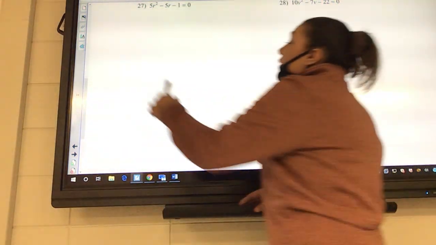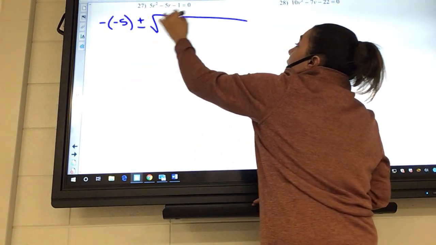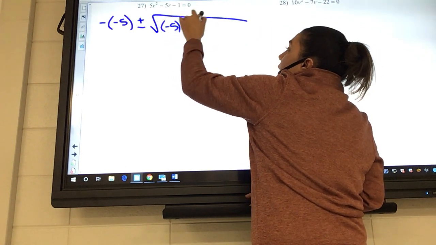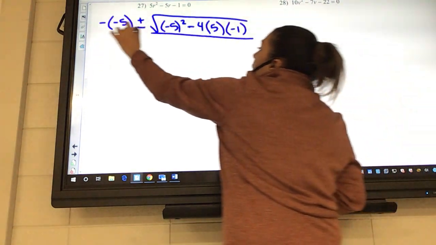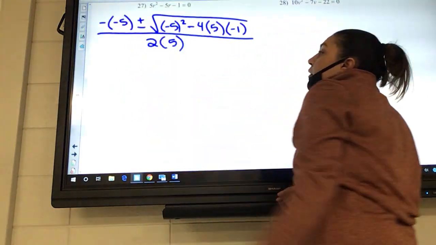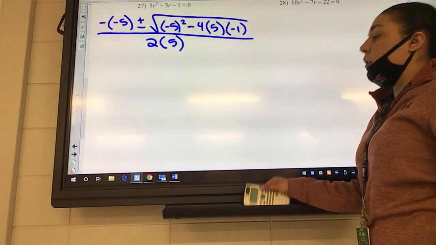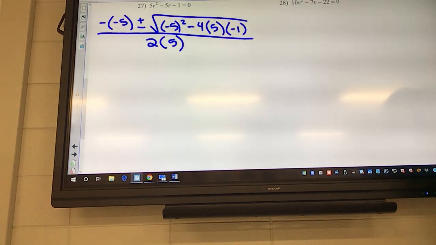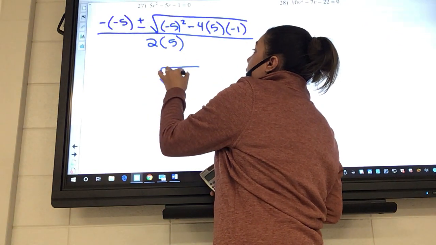Okay, look at 27. So you're going to say negative b, which is negative 5, plus or minus the square root of negative 5 squared, minus 4 times 5 times negative 1, all over 2 times our a. What do you get for underneath the square root? 45. So over here, this one should be 45.